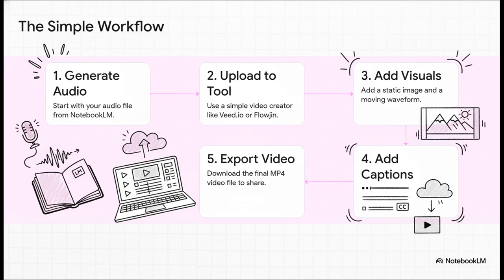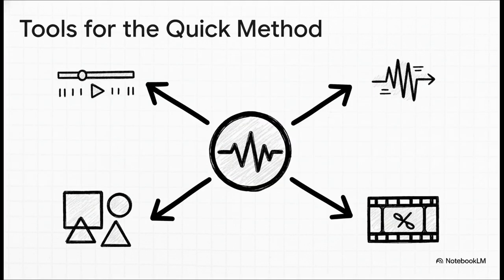And this part is crucial. You generate and add captions, super important for accessibility. Then you just export your video. That's it, simple as that. And the best part is you don't need any crazy expensive software for this. There are tons of really accessible tools that can do it, and a lot of them even have free versions. Veed.io and Flowgen are basically built for this, but honestly, even general tools like Canva or the free Microsoft Clipchamp can get the job done in just a few clicks.